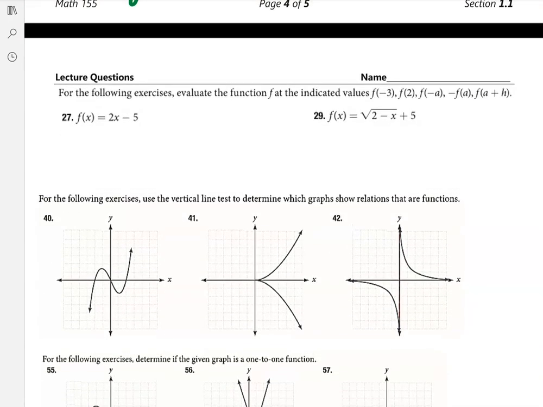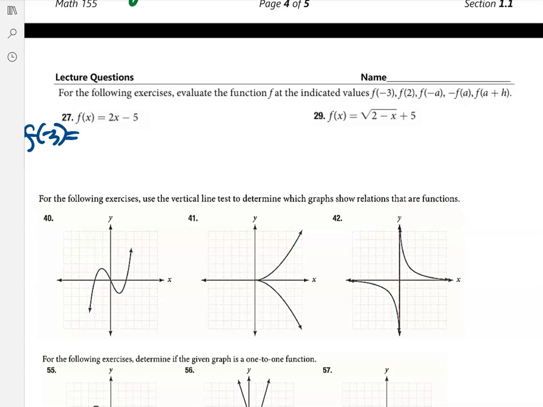Okay, let's have some problems here. Number 27 and 29 for the following exercises. Evaluate the function at the indicated values: f of -3, f of 2, f of -a, negative f of a, and f of a plus h. Let's do this. The first one, f of -3 for number 27.